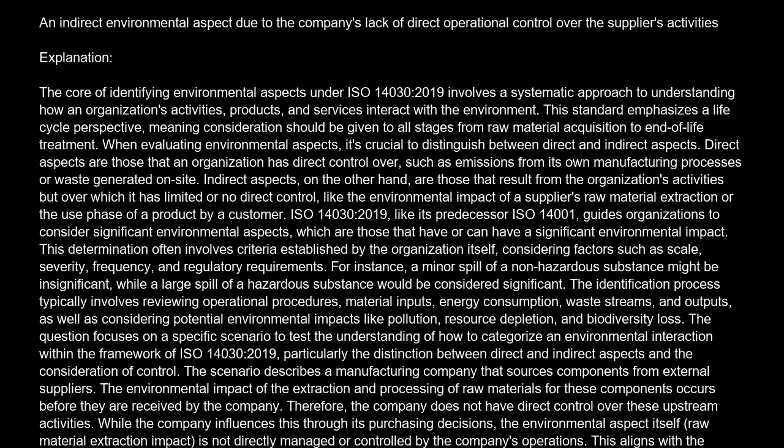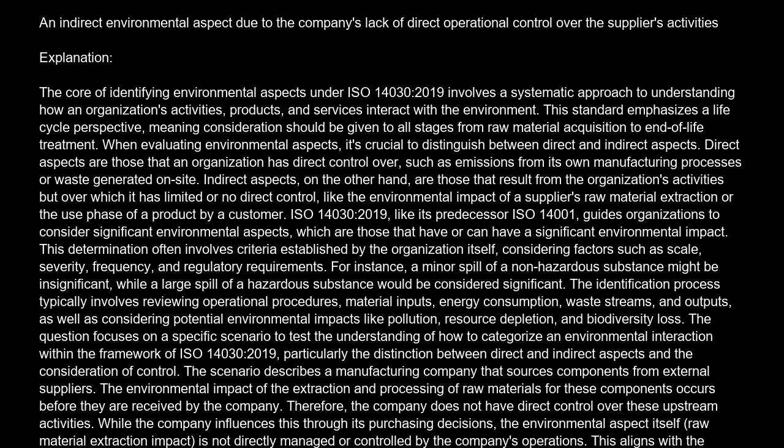Correct answer is B. An indirect environmental aspect due to the company's lack of direct operational control over the supplier's activities. Explanation: the core of identifying environmental aspects under ISO 14030, 2019 involves a systematic approach to understanding how an organization's activities, products, and services interact with the environment. This standard emphasizes a life cycle perspective, meaning consideration should be given to all stages from raw material acquisition to end-of-life treatment. When evaluating environmental aspects, it's crucial to distinguish between direct and indirect aspects.